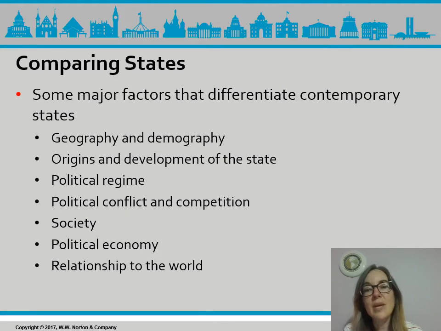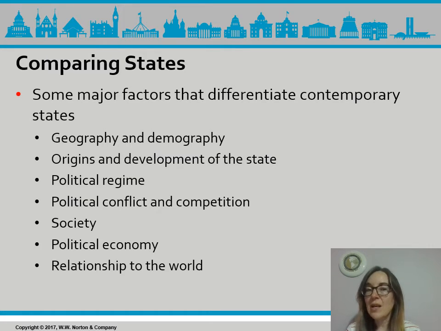So here are some major factors that will differentiate states. Countries, we're going to talk about that. We have a slide with definitions coming up. But when we talk about states, we're talking about countries. So these are the categories that will be used for every case in the textbook to make it really consistent to compare them. So geography, demography, the origins and development of the state, the political regime, so that's whether it is democratic or authoritarian. What is the nature of political conflict and competition within the country?